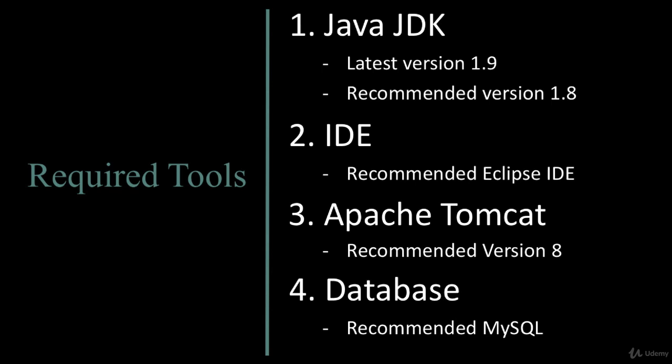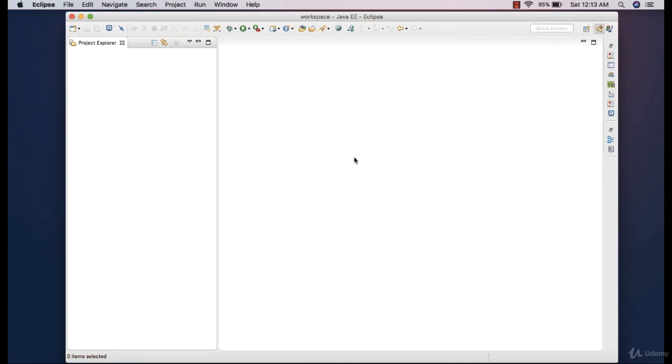I have already downloaded these softwares on my machine, so I won't go over the installation process. The installation is pretty straightforward. If you have installed any softwares previously, then you can install these softwares as well. Once the installation is done, let's open our Eclipse IDE. Once the Eclipse IDE is open, the first thing we need to do is add our Apache Tomcat to our Eclipse IDE. So let's do that first.